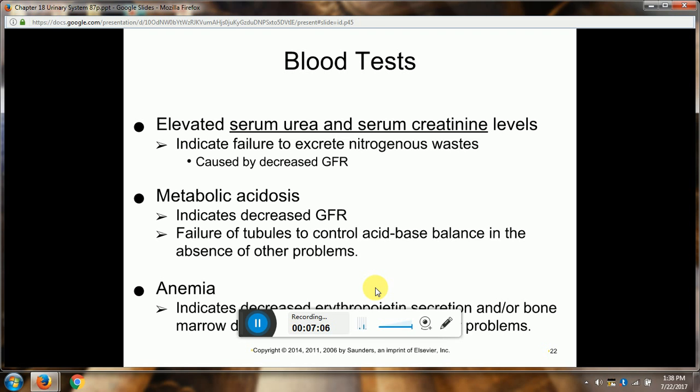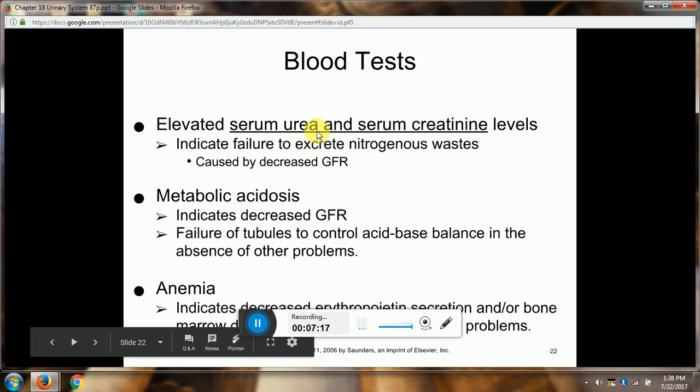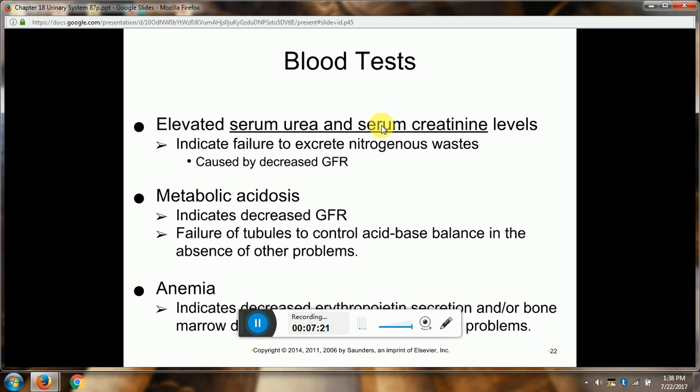Some blood tests that could be ordered to diagnose urinary problems would be kidney function tests, for example serum urea and serum creatinine levels. Remember, these are poisons that should be eliminated from the system. If they're not, their levels in the blood are elevated, which indicates a failure to get rid of these nitrogenous wastes, and that is caused by a decrease in the glomerular filtration rate of the kidney.